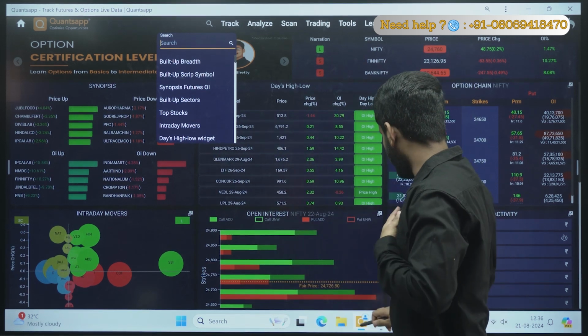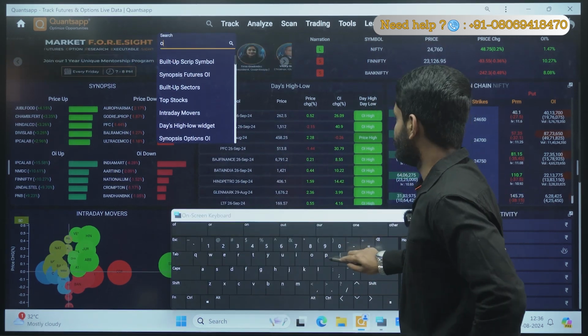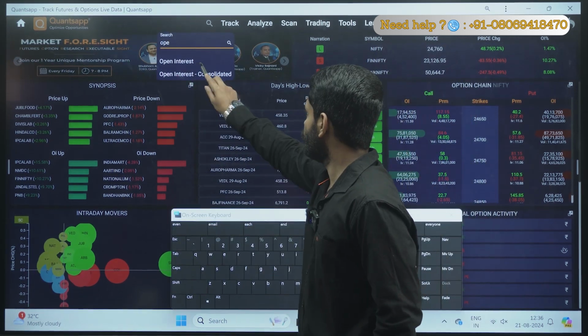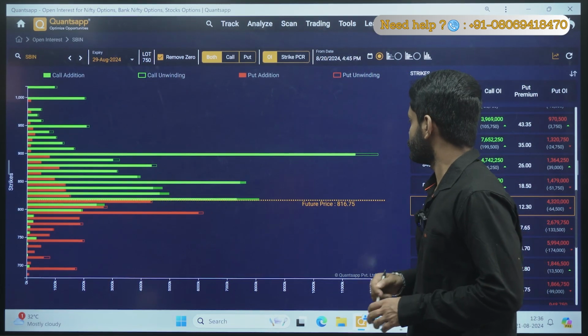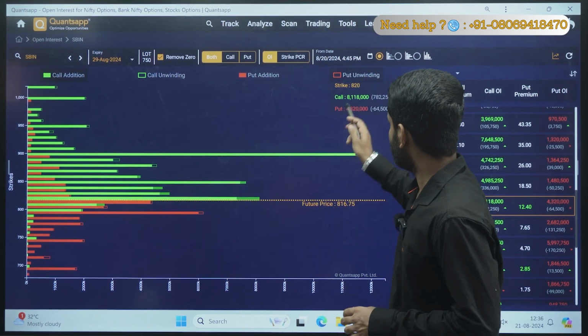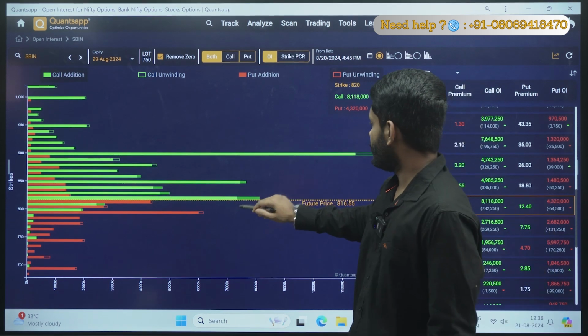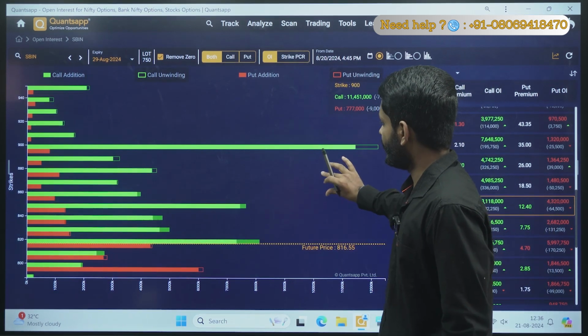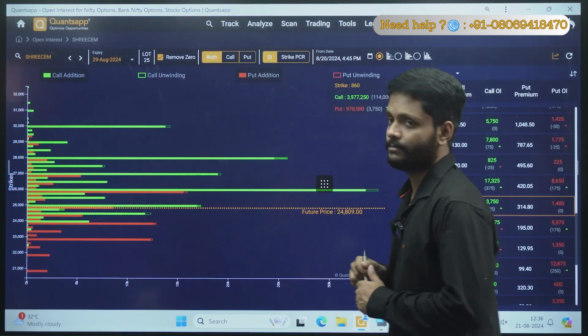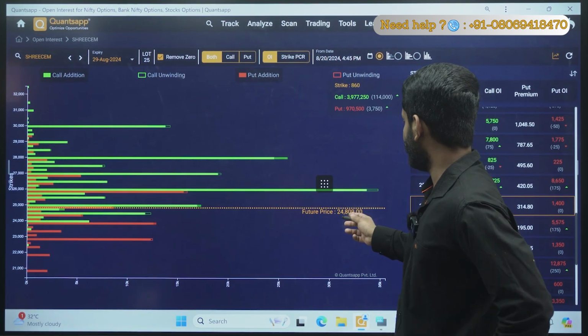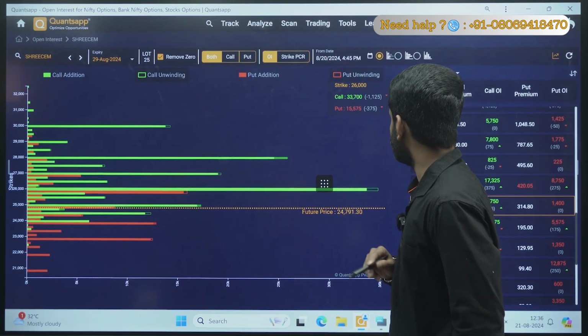Okay, so let me go and check out open interest over here. First I will show you, for example, State Bank of India, this is the open interest. So see here there is a resistance, and the next resistance is around 900 levels. Let me give you one more example, say Shree Cement. Currently the price is trading at 24,809, and 26,000 is the resistance.